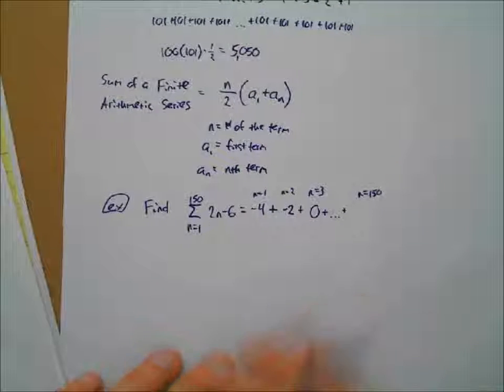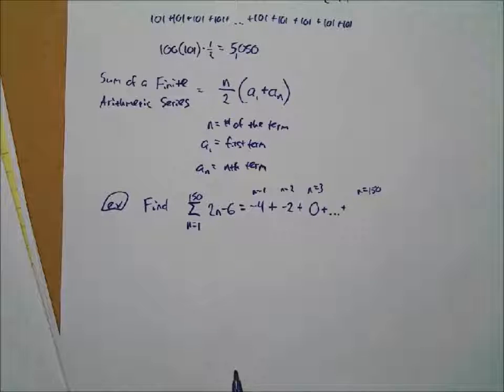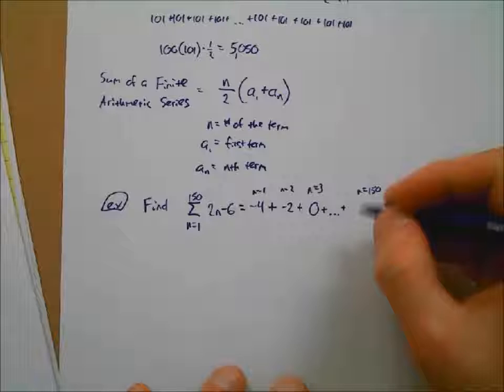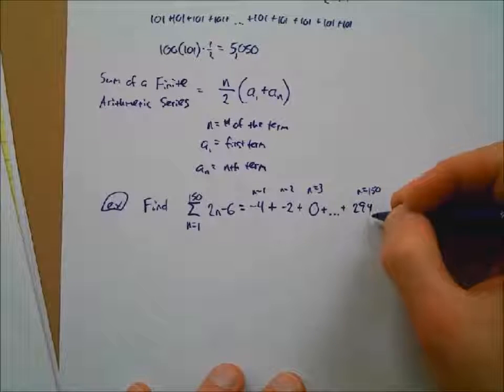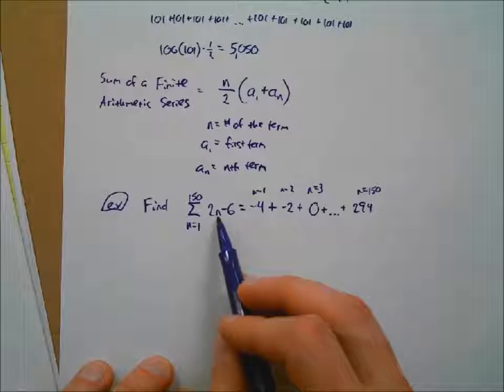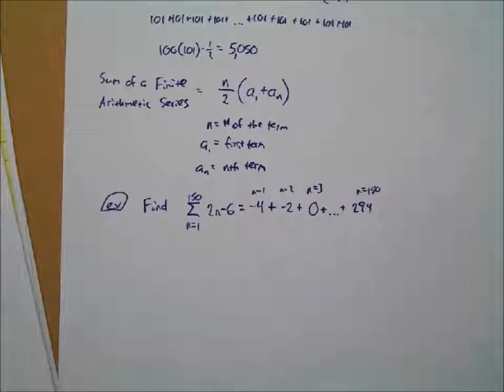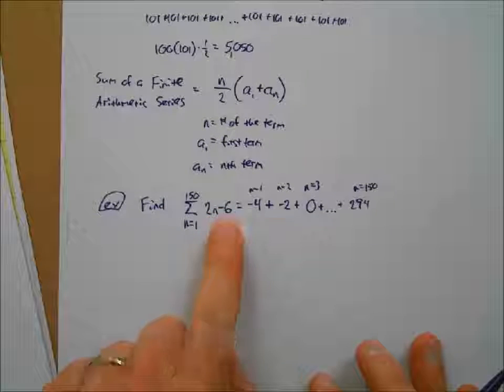What's that 150th term going to be? 294. Again, plug 150 in. 2 times 150 is 300. 300 minus 6, 294. So the 150th term will be 294. Okay. Yeah. This here will describe any of the nth terms there.